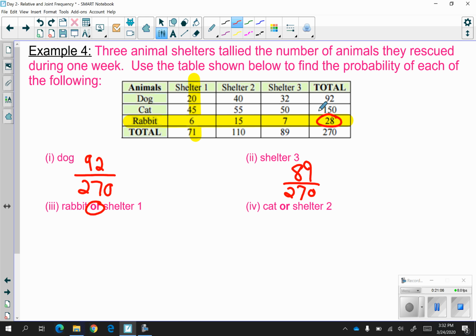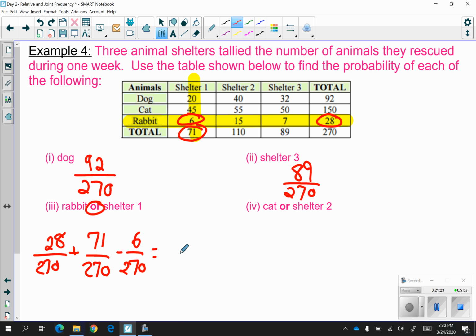The probability of rabbits is 28 over 270. Probability of shelter 1 is 71 over 270. Probability of them at the same time, the overlap, is 6 over 270. That gives you a final answer of 93 out of 270.